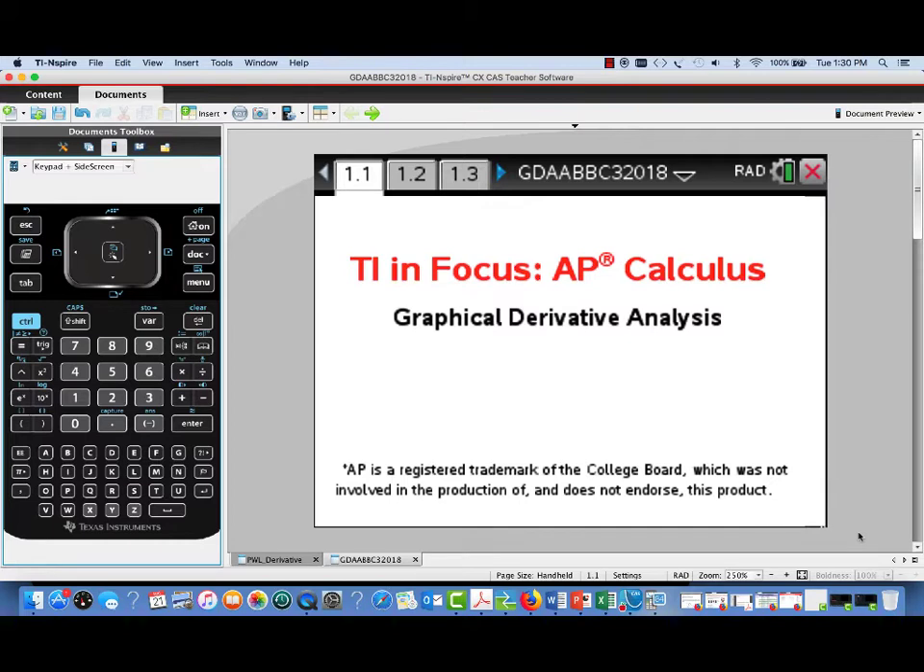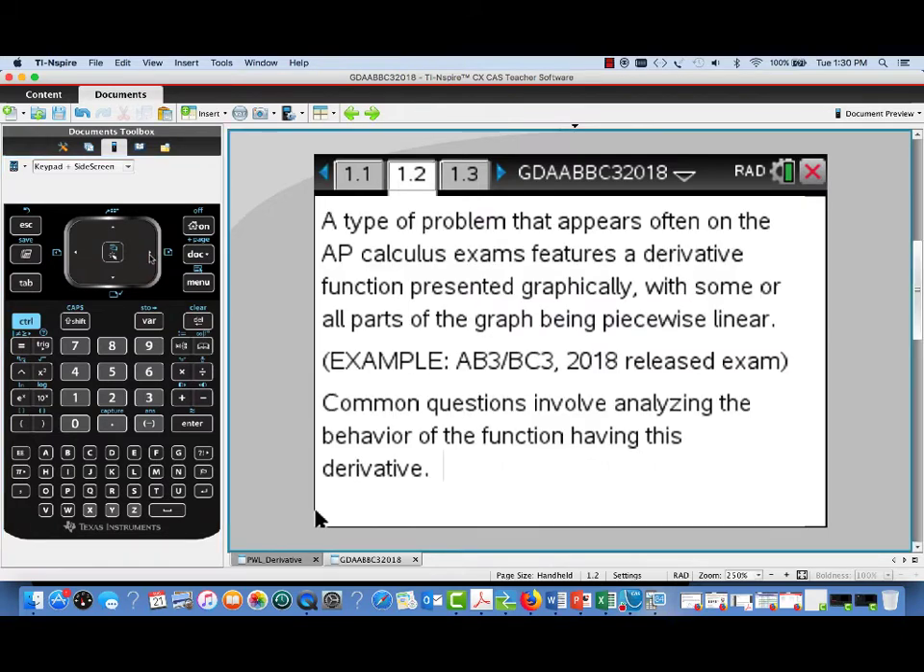This short video is part of the TI-Nspire AP Calculus series, and here we're going to take a look at how you can use the TI-Nspire to practice graphical derivative analysis. That's a skill very useful for the AP exams because the type of problem that you'll often see on the free response questions is the presentation of some graphical function that's the derivative of another function.